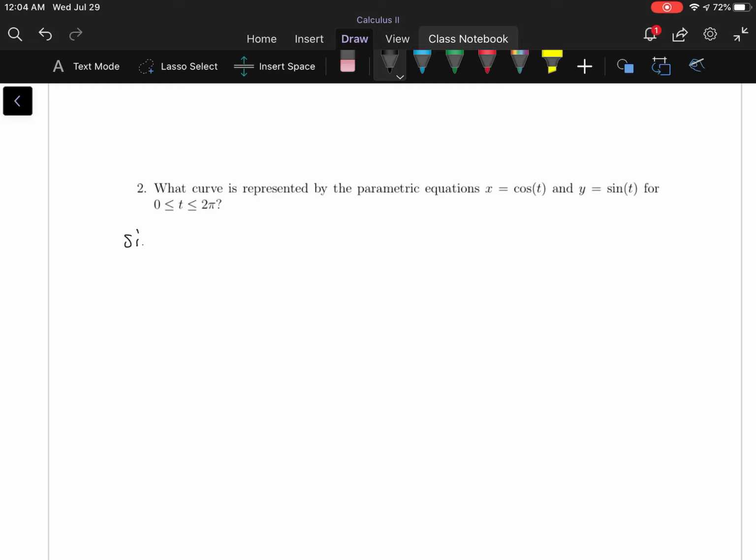let's see, we know that sine squared of t plus cosine squared of t is a well-known trig identity, and that equals 1. And we know that sine is y, so this is y squared. Cosine is x, so this is x squared equals 1. And x squared plus y squared equals 1 corresponds to a circle with a radius of 1.